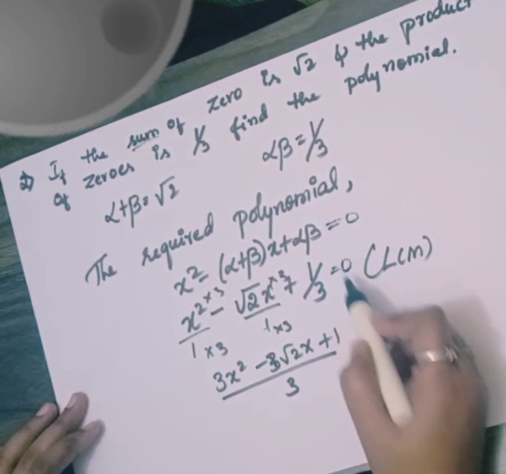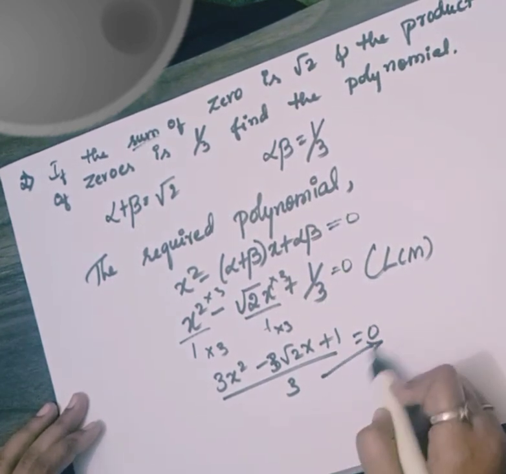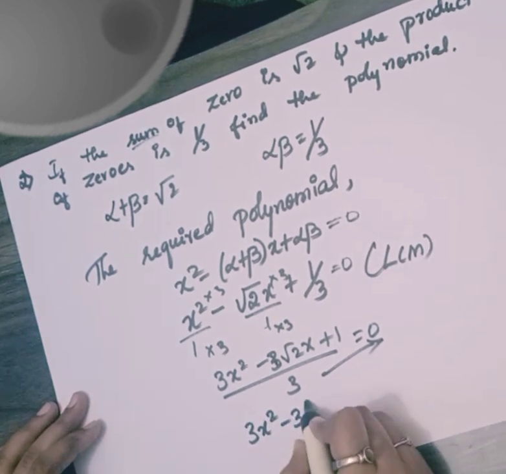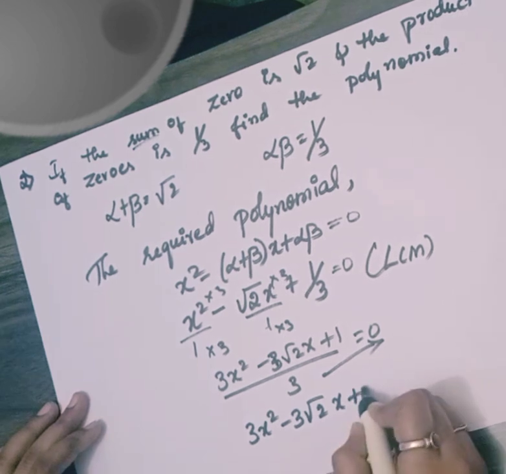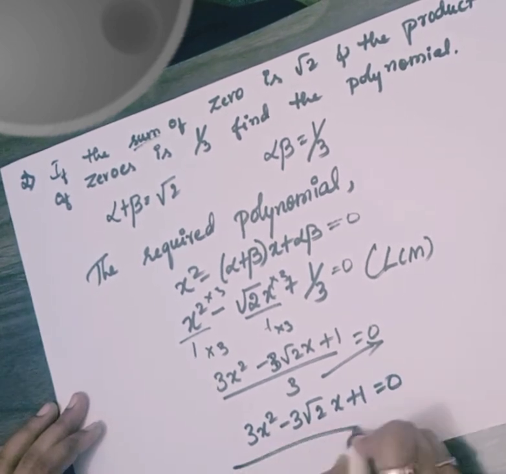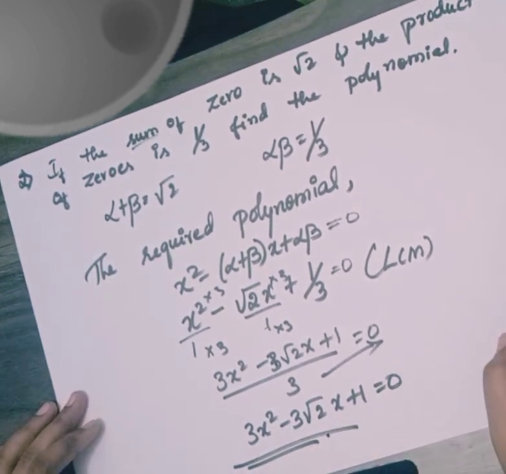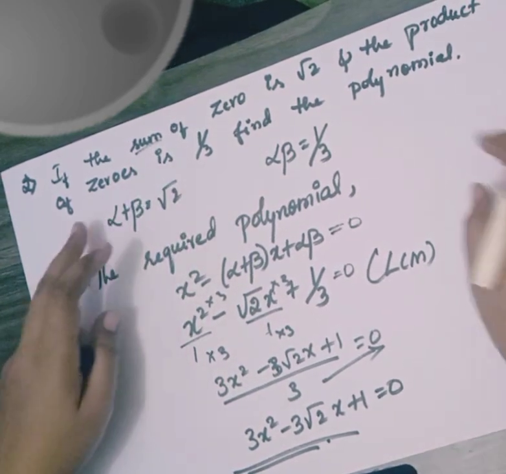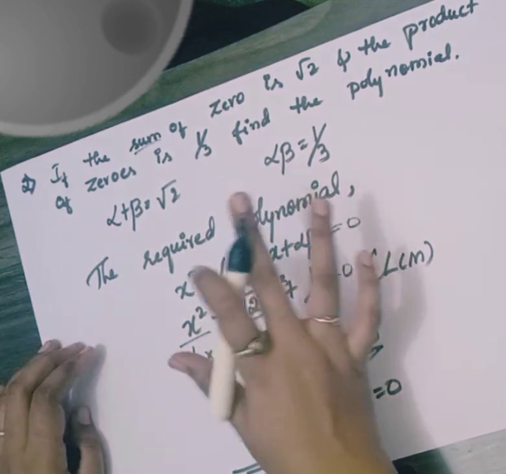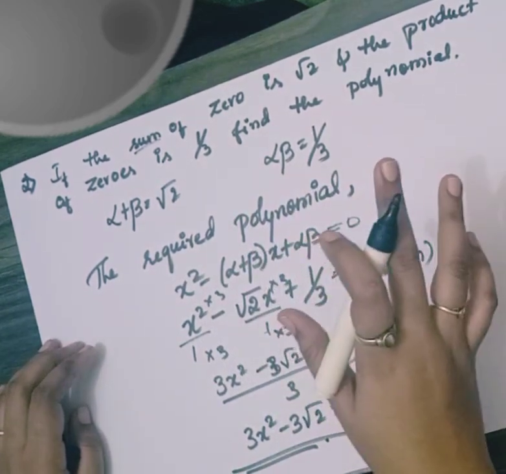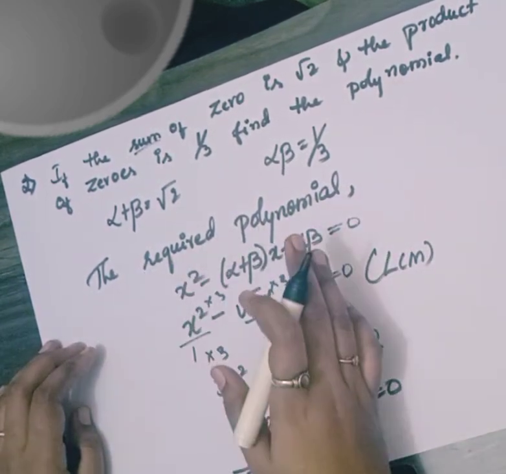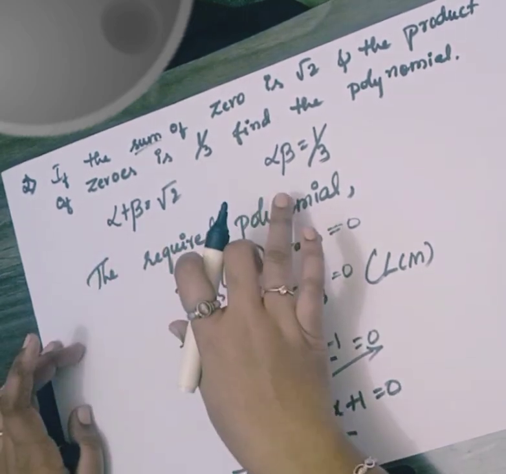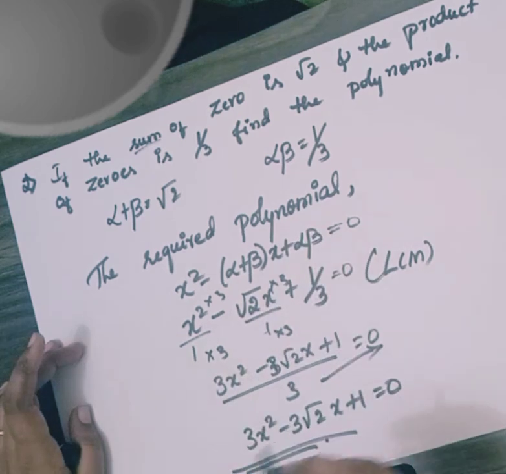Now I'll do the cross multiplication with the 3. I'll get 3x square minus 3 root 2 x plus 1 is equal to 0. This is the required polynomial equation. You need to observe properly: if they mention sum and product, you take alpha plus beta and alpha beta. If they said only the zeros of the polynomial, it's just alpha and beta separately.